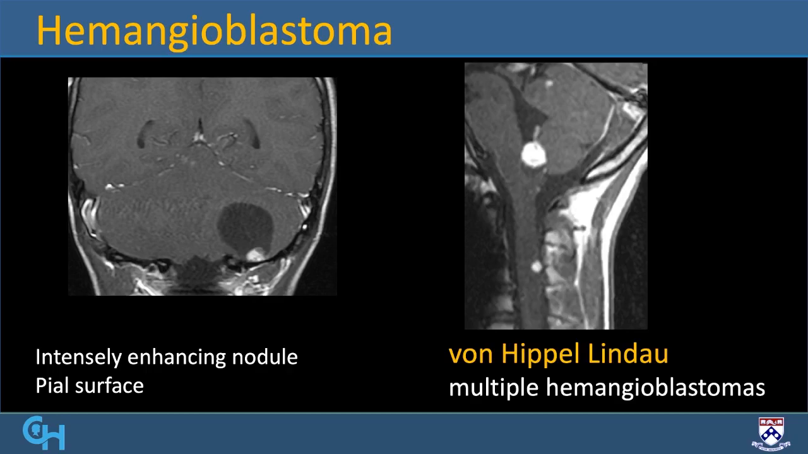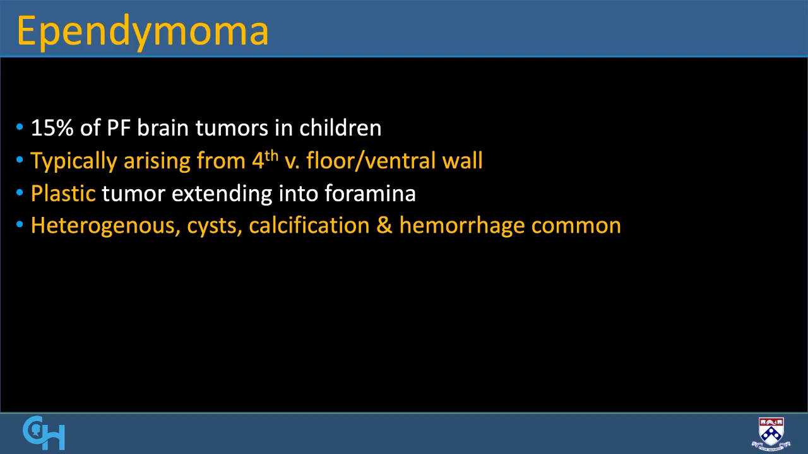consider the von Hippel-Lindau syndrome, which is characterized by multiple hemangioblastomas commonly seen in the posterior fossa and in the spinal cord. There may be associated findings in the visceral organs like the kidneys and the pancreas as well in von Hippel-Lindau syndrome. Moving on to the next entity in posterior fossa tumor is the Ependymoma.